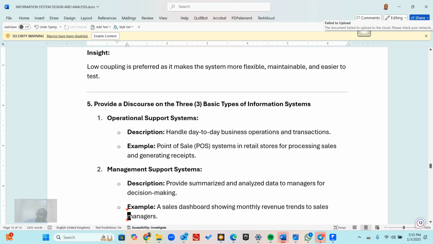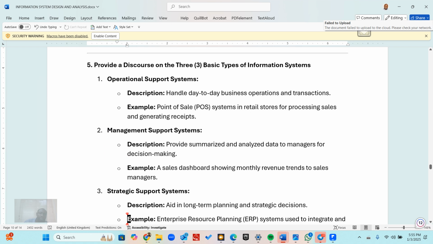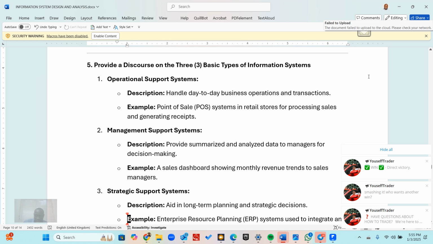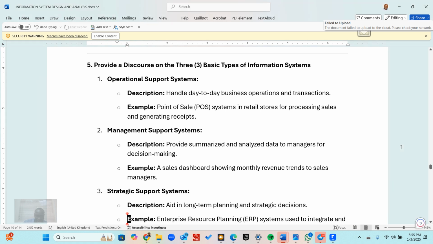Please take note. Provide a discourse on 3 basic types of information system. So we have operational support system, management support system, and strategic support system. The operational support system handles day-to-day business operations and transactions, like the point of sale in a retail store for processing sales and generating receipts. Management support system provides summarized and analyzed data to managers for decision making.